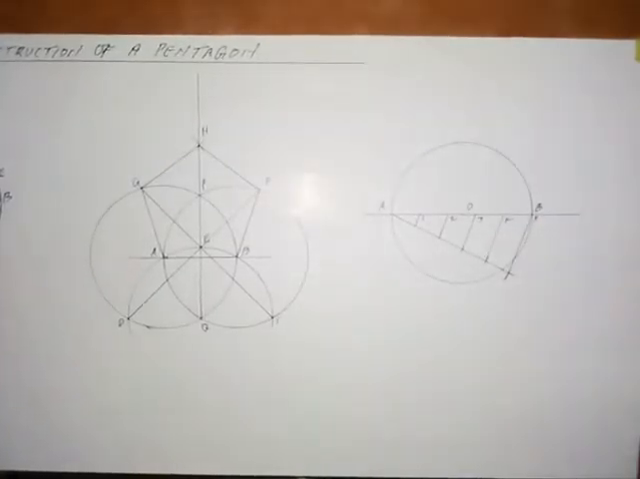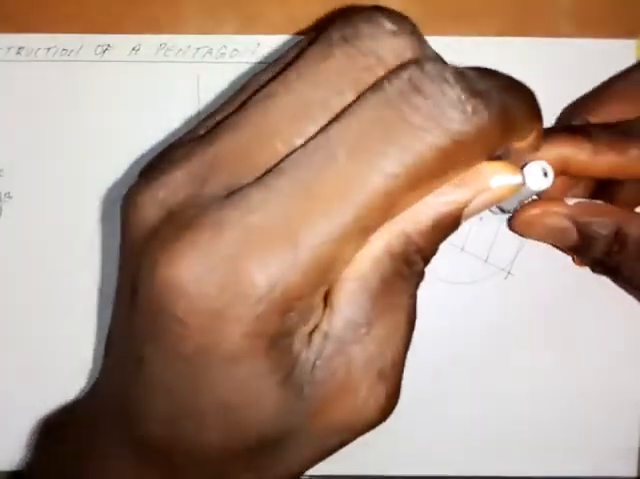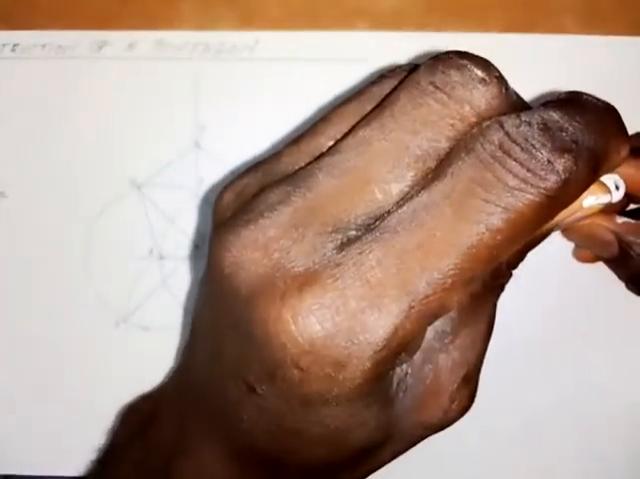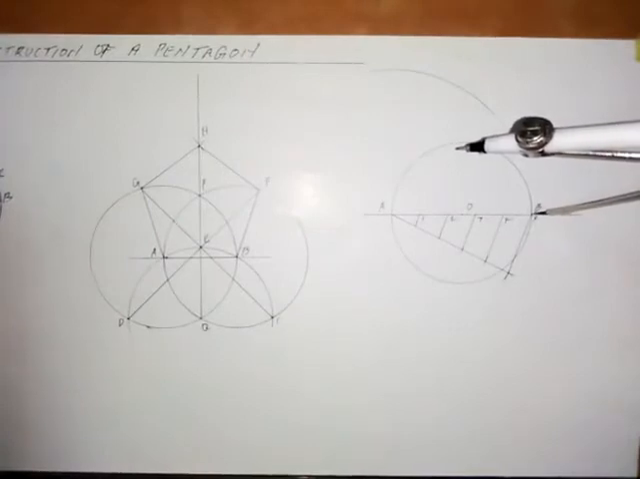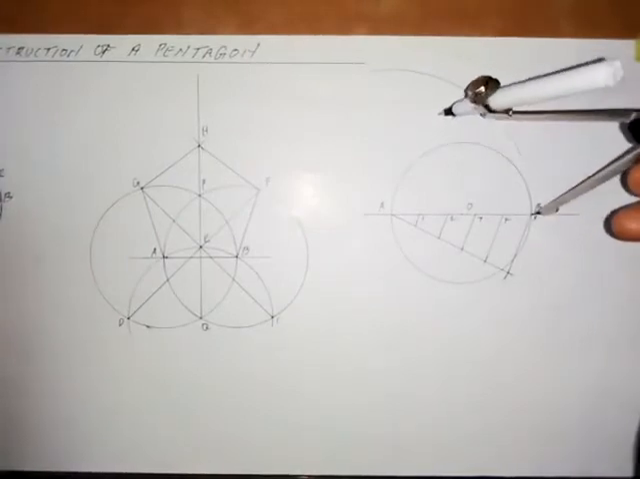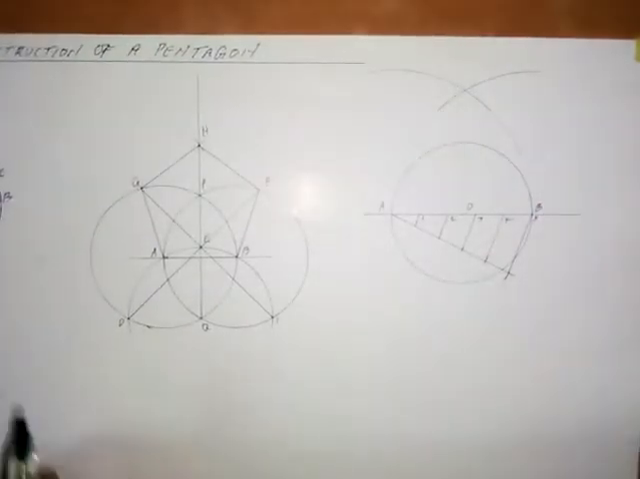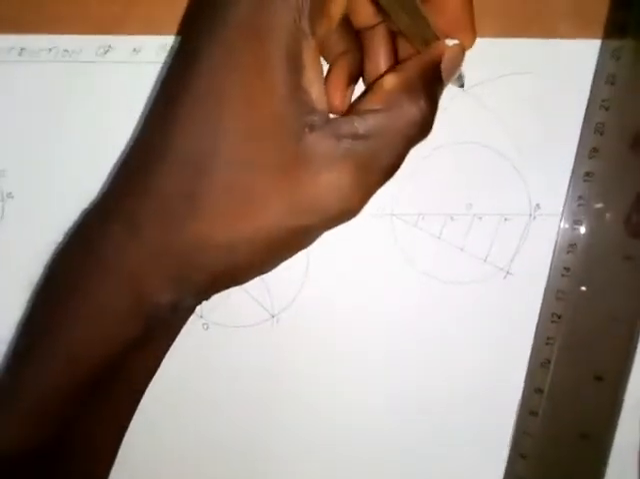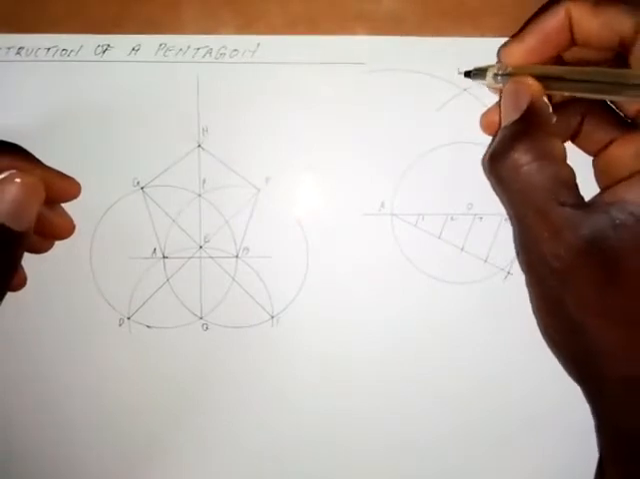The next thing we are going to do is take your compass and put it at point A and extend to point B, which is the diameter of the circle, and draw an arc up here. With that same radius, take it to point B and draw an arc. Let's call this intersection point P.